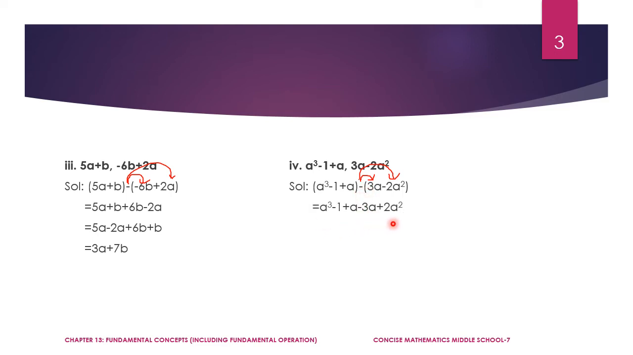We get the answer, a to the power of 3 minus 1 plus a minus 3a. Minus into plus is minus, minus into minus is plus, 2a square. Now just arrange all the like terms together. We have only one a to the power of 3, so I have placed only 1 and plus 2a square, and a terms should be all together, and minus 1. So one next would be a cube plus 2a square.